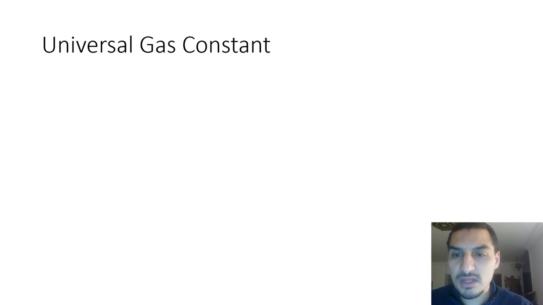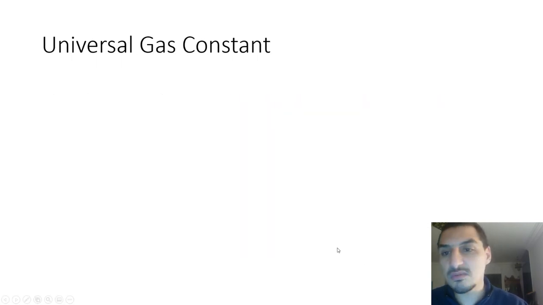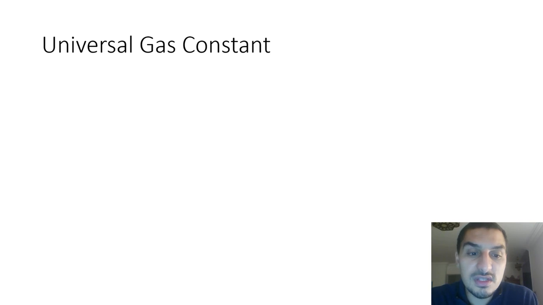So now we talked about the pressure, the temperature, the units, and all these things. We need to talk about the universal gas constant. If you remember, I kept the R. I didn't talk about the R because I wanted to talk about it in more detail. Just keep in mind that R, the universal gas constant, is a constant. So the constant has a constant value.